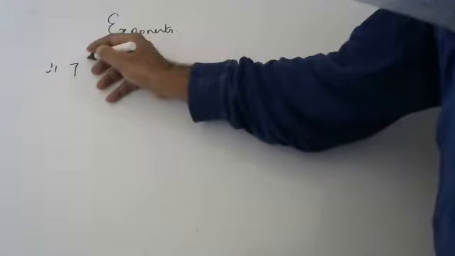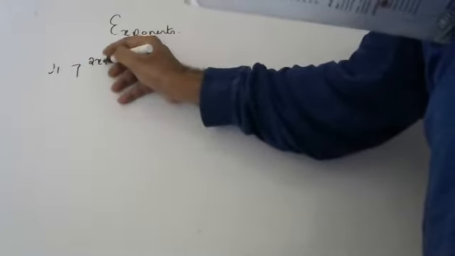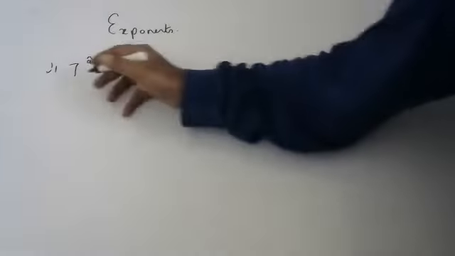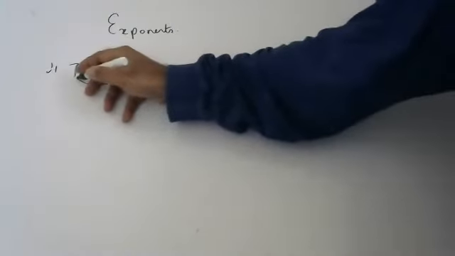7 to the power of 2x plus 3 is equal to 1. This is the question, children. Do you know how to do it, anyone? Vedant? Sir, I know. 2x plus 3 is equal to 1, sir. Zero, sir. 1 means? 1 can be written as 7 to the power of 0, sir.